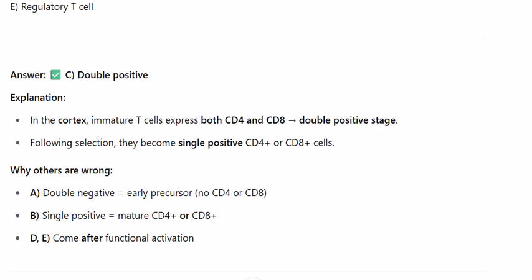Explanation. In the cortex, immature T-cells express both CD4 and CD8, the double positive stage. Following selection, they become single positive CD4+ or CD8+ cells. Why others are wrong? A. Double negative is the early precursor, with no CD4 or CD8. B. Single positive is a mature CD4+ or CD8+ cell. D, E come after functional activation.